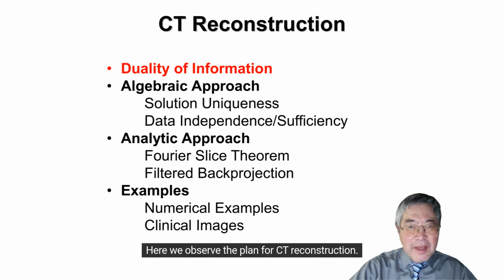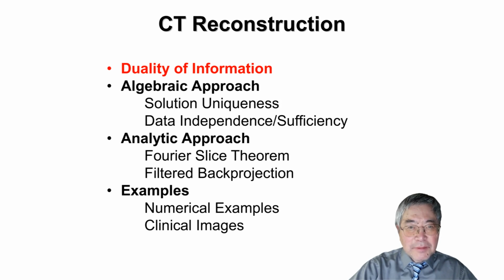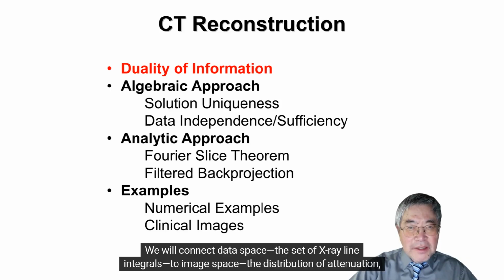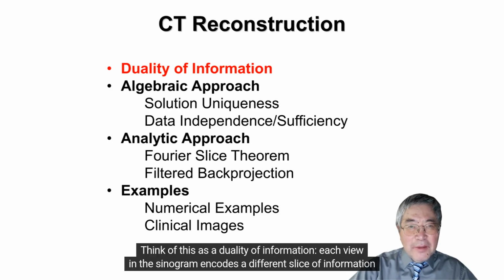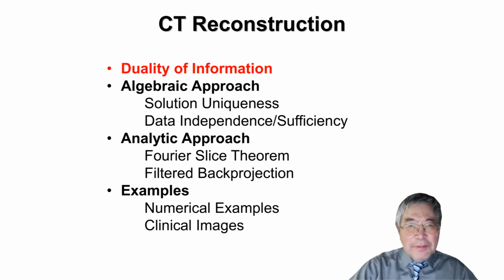Here we observe the plan for CT reconstruction. We will connect data space, the set of X-ray line integrals, to image space, the distribution of attenuation, usually written as mu of x, y. Think of this as a duality of information. Each view in the sinogram encodes a different slice of information about the same object.